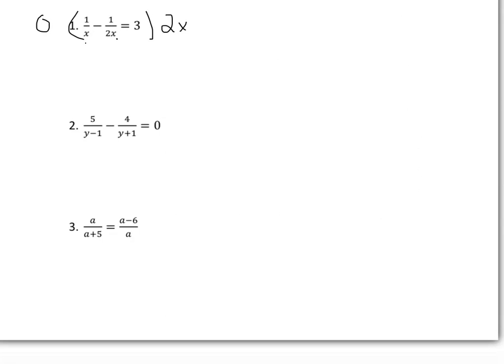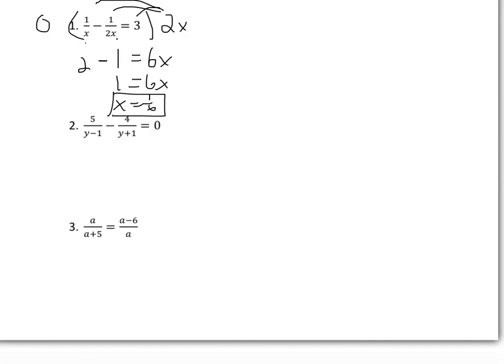We have to multiply this whole thing by the common denominator, which is 2x. So we multiply the first one by 2x, and you get 2. Second one by 2x, and you get 1. Third one by 2x, you get 6x. So 2 minus 1 is 1, x equals 1/6. This obviously works because it's not 0, so no problem.